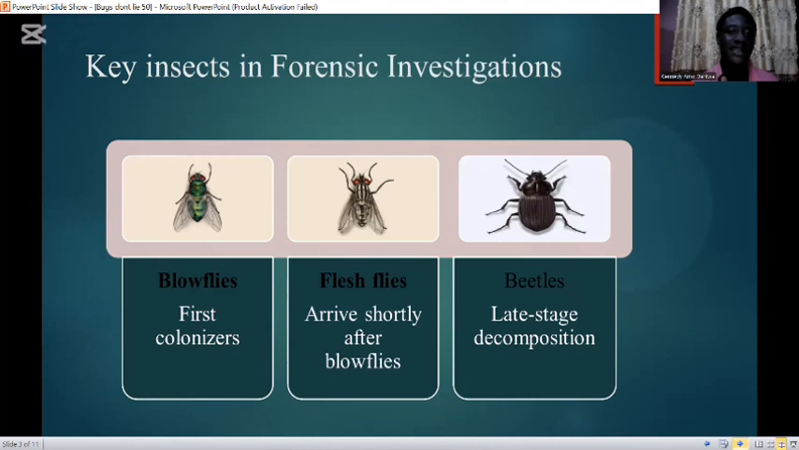Key insects in criminal investigations. The main insects found in forensic cases are blue flies, flesh flies, and beetles. The blue flies, for instance, are the first insects to arrive at the corpse, and they are highly reliable for estimating time of death. After they arrive, flesh flies follow, and then lastly, the beetles. Knowing which insects are present and at what stage helps investigators piece together the postmortem timeline.